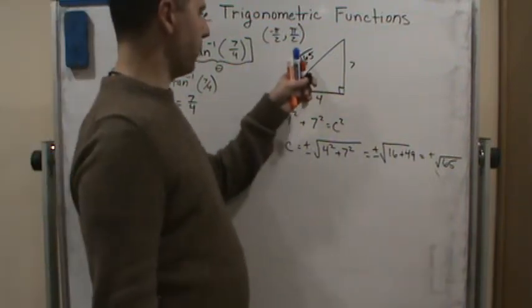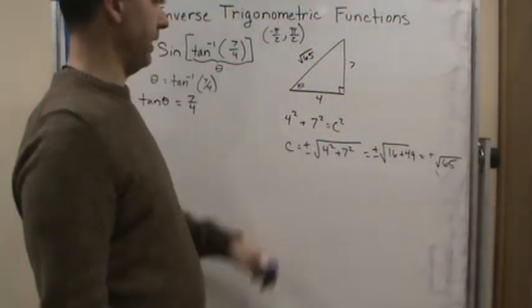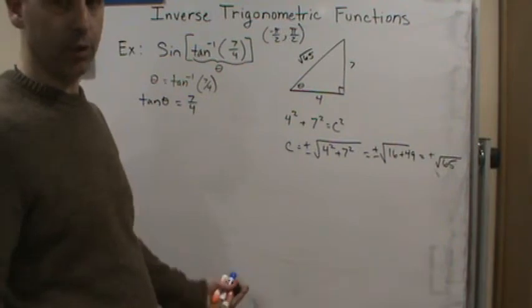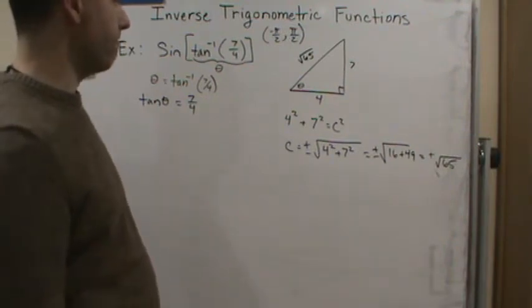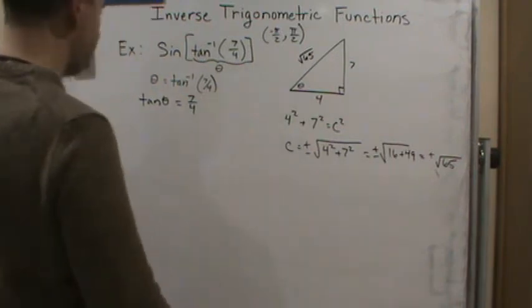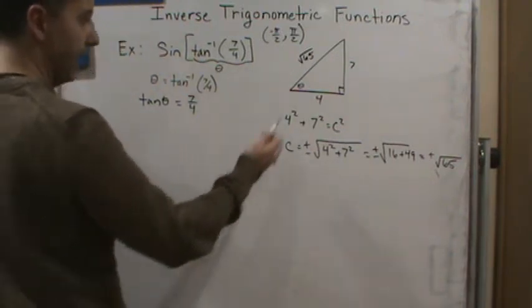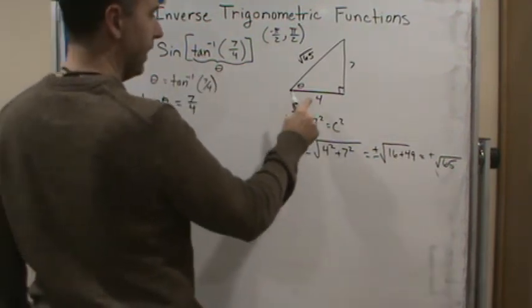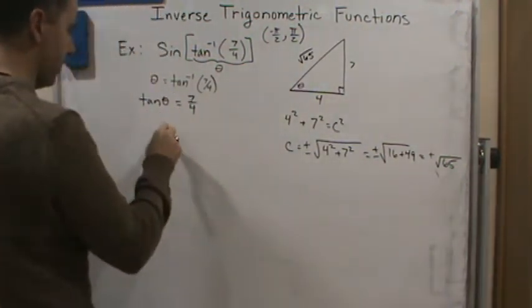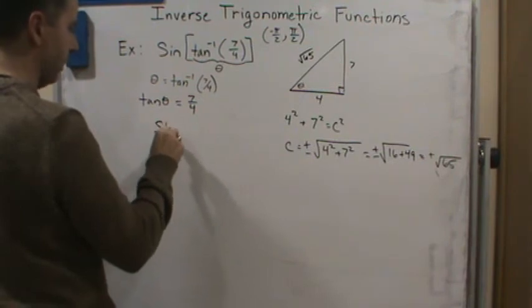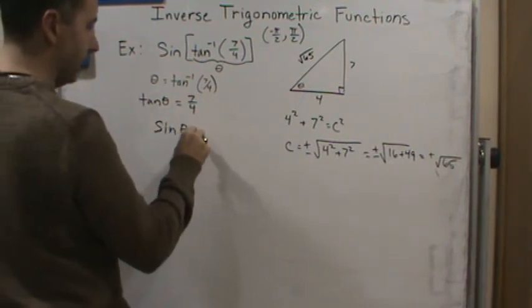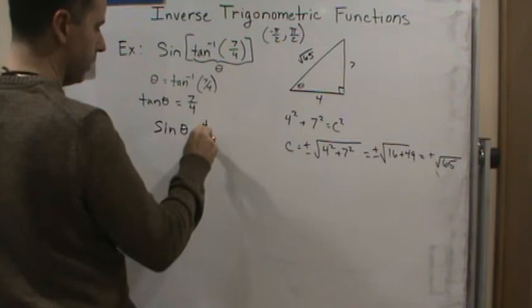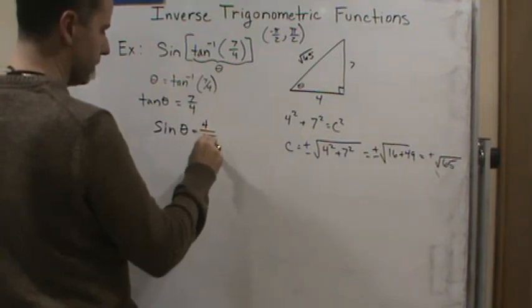And there's no perfect square in here because 65 is 5 times 13, which are 2 prime numbers. Okay, so guess what? I'm done, right? I got my triangle. This is theta. So what is sine of theta? It's 4 over this. So sine of theta equals 4 divided by the square root of 65.